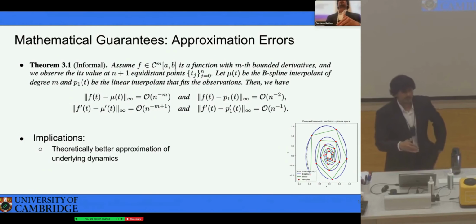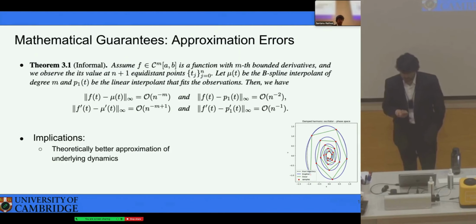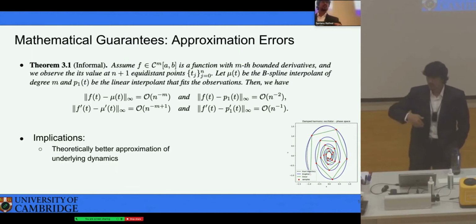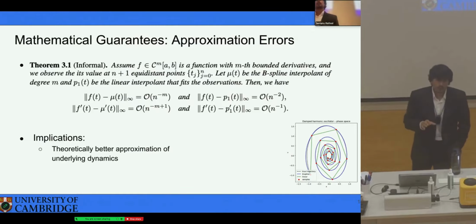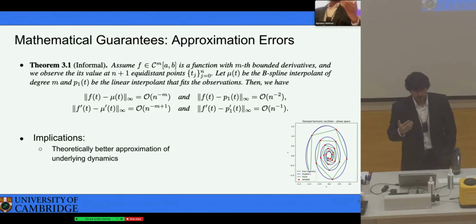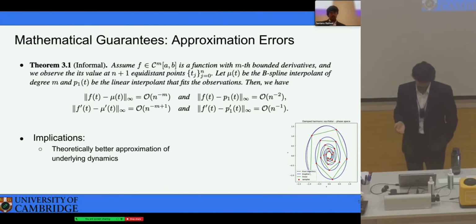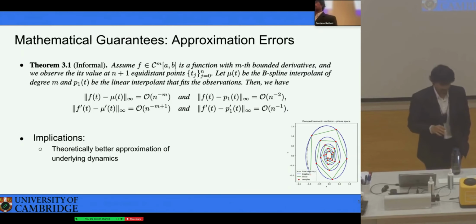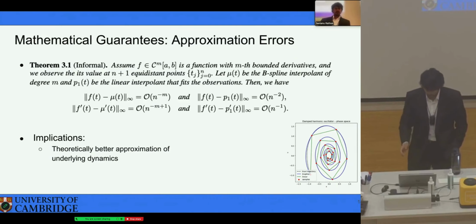Similar guarantees also translate to the derivative of these interpolants, so to speak. These guarantees on derivatives are important because in the end, you're going to train your velocity field on the derivatives of these interpolant functions. So the implication is simply that a theoretically better approximation of the underlying dynamics should result in better characterization of the learned velocity field.